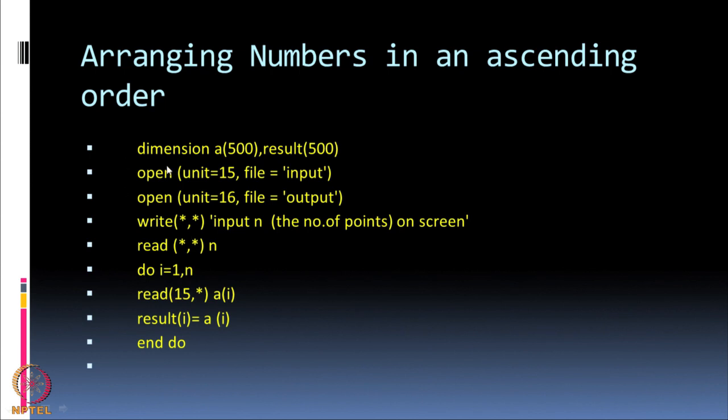To do that, the first thing is I have a dimension statement, it is an array variable. There is an array A of 500 values and result, which is also an array of 500 values. I will use this result array to store my A values in the result, so that I can work with the result keeping the A array unchanged.